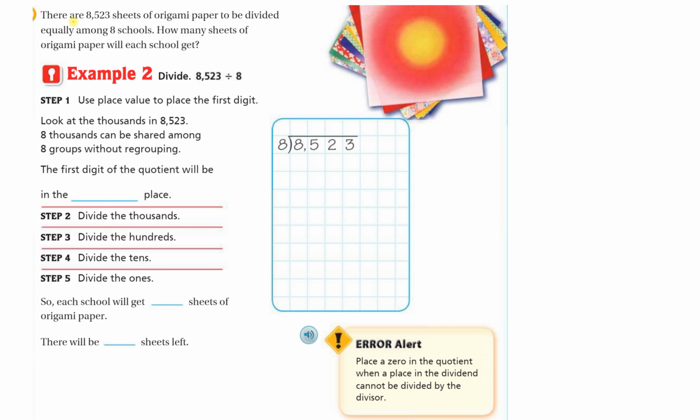And here we go. There are 8,523 sheets of origami paper to be divided equally. Well, here they just told us explicitly. They just said divided. So we know we're going to divide equally among 8 schools. And then our question, how many sheets of origami paper will each school get? There's our question. Okay, so the problem we're doing is 8,523 divided by 8.